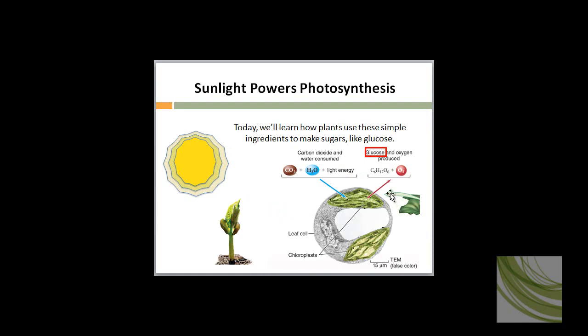Now here is the reaction for photosynthesis. CO2 plus H2O plus light makes glucose, C6H12O6, plus oxygen. Okay? And it works in reverse when we get to cellular respiration. This is the plant part, this is the animal part.